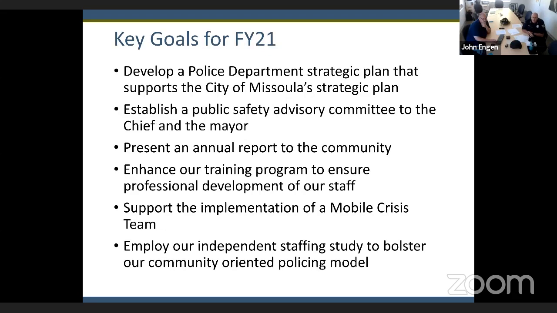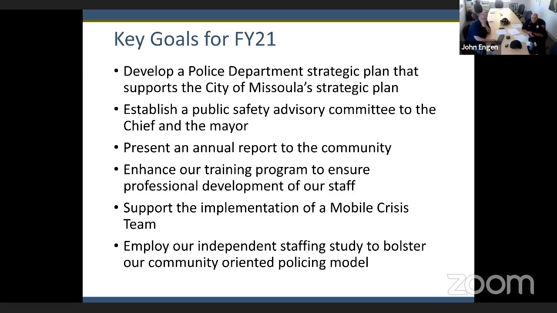I next want to talk about some of the key goals as we move forward in fiscal year 21. The first one is to develop a department-specific strategic plan that supports the city's plan. Currently, the department does not have a police department-specific plan. The idea is to take the goals and strategies from the city's plan and develop them into a plan that is specific to the police department and provides a better measure of our goals, holds us accountable to what we're trying to move forward, and gives us a measuring barometer for our performance. That is currently underway within the department, and we'll be presenting that when it's complete.